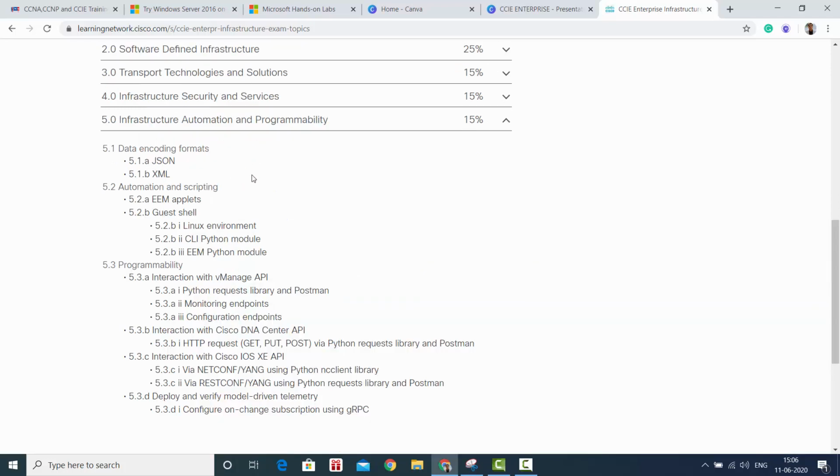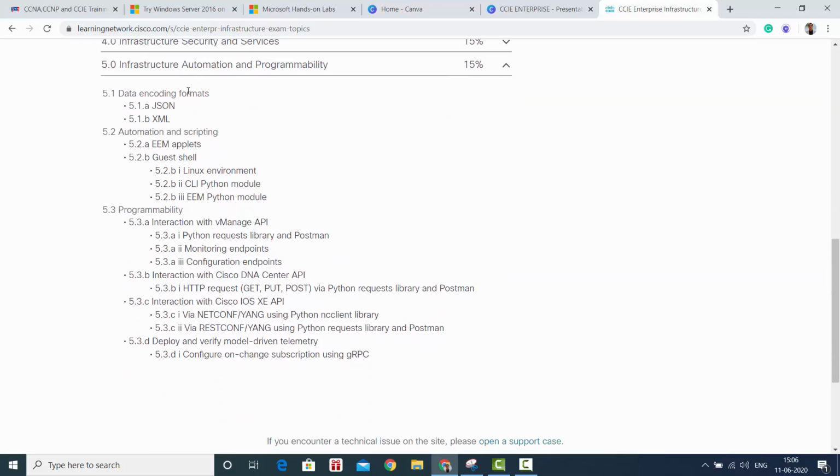Then we have the last section, infrastructure automation and programmability, with 15 marks. For the first time, you're going to use Python in the CCIE lab exam. You are also going to see NETCONF and YANG in this section. You need pretty good skill because it's a CCIE level exam, not a CCNA level exam, so you need a lot of hands-on. The biggest challenge is how to prepare with this kind of equipment, because it is pretty expensive and not available on GNS3 or EVE-NG.